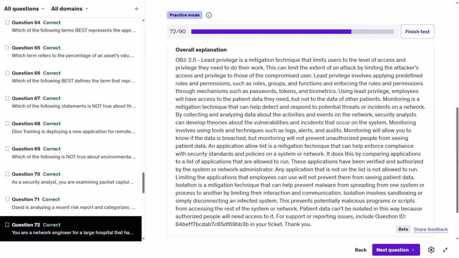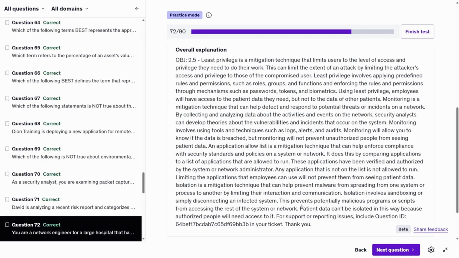Least privilege is a mitigation technique that limits users to the level of access and privilege they need to do their work. And this can limit the extent of an attack by limiting the access and privilege to those of the compromised user. Least privilege involves applying predefined rules and permissions, such as roles, groups, and functions, and enforcing the rules and permissions through mechanisms like passwords, tokens, and biometrics. Using least privilege, employees will have access to the patient data that they need, but not to the data of other patients.